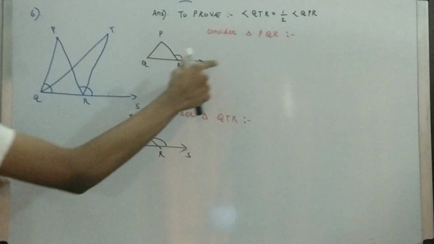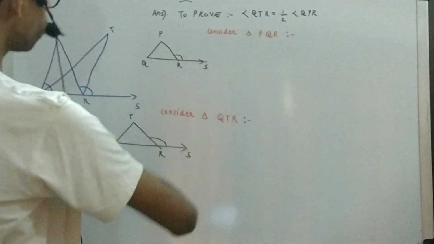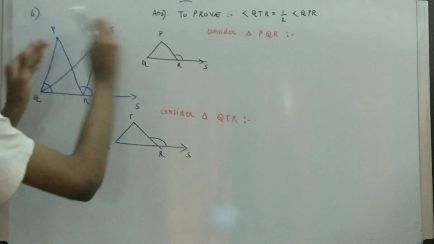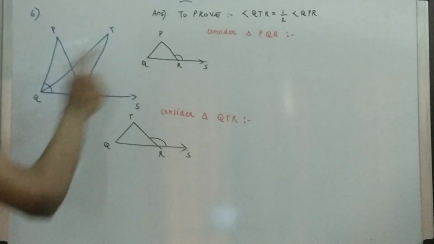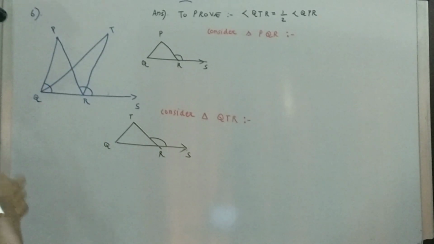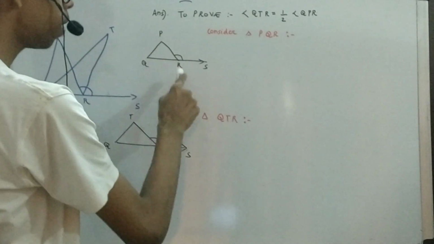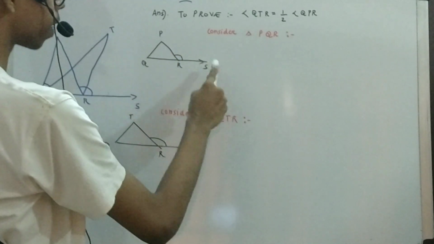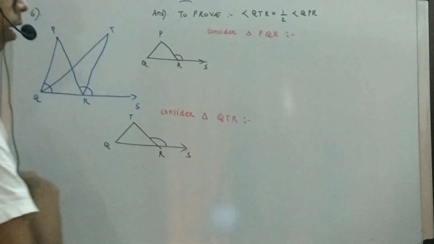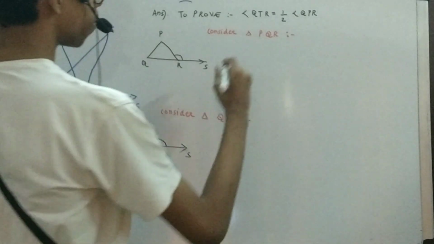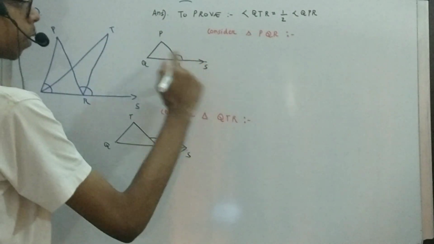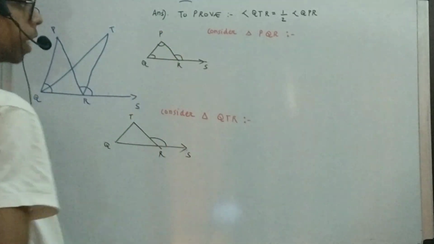First of all, I am considering the triangle PQR. This is the triangle PQR, and I have drawn it separately over here without the angle bisectors. Now if you see over here, this angle PRS forms an exterior angle, isn't it? So here we can apply the exterior angle property, that is, the exterior angle is equal to the sum of the two opposite interior angles.